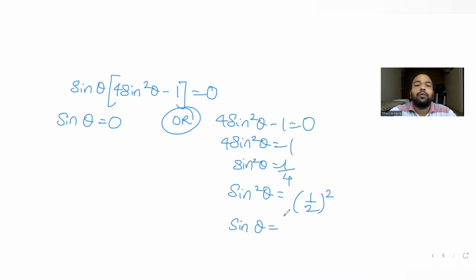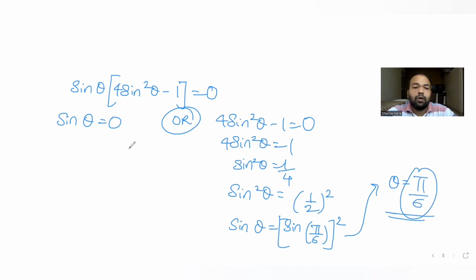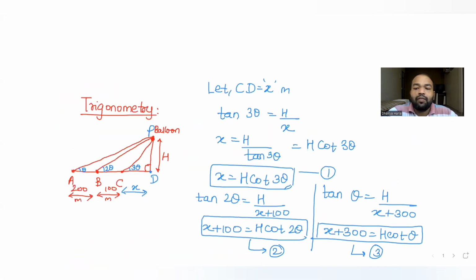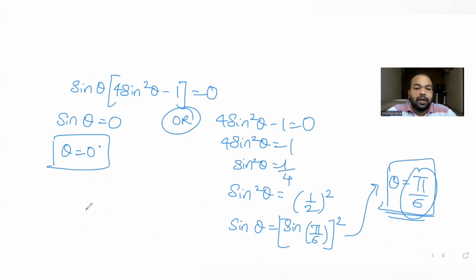And half I get in terms of sine when it is sine 30 degrees, right? So sine 30 is nothing but sine pi by 6. So you get from here that theta can be pi by 6 or theta can be 0. So you have two angles here: theta can be equal to 0 or theta can be equal to pi by 6. We have two options of angles here, that is, angle can be either 0 or pi by 6.